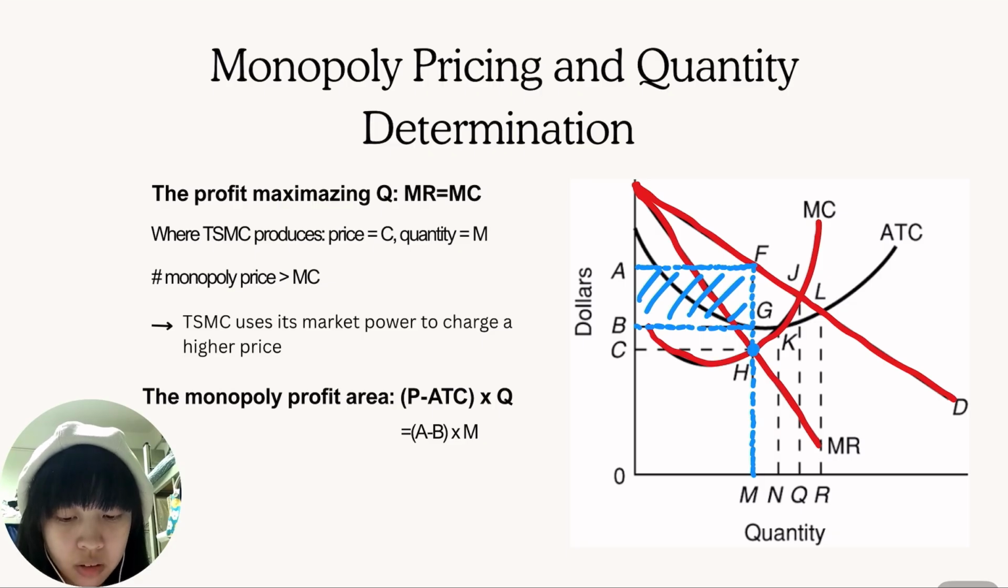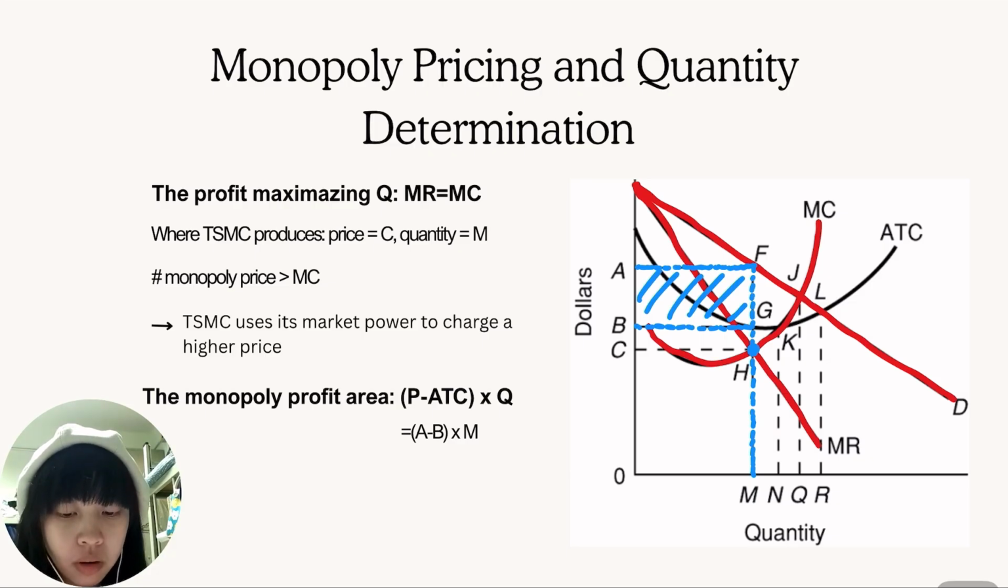A monopolist always maximizes profit where marginal revenue equals marginal cost. On a graph, the point where the MR curve intersects the MC curve determines the profit maximizing quantity, which is labeled as M in this graph. Once that quantity is found, the monopoly price is determined by going straight up from M to the demand curve point F, and the price is labeled A. This price is always higher than marginal cost, which shows that TSMC has strong market power and can charge high prices for advanced chips.